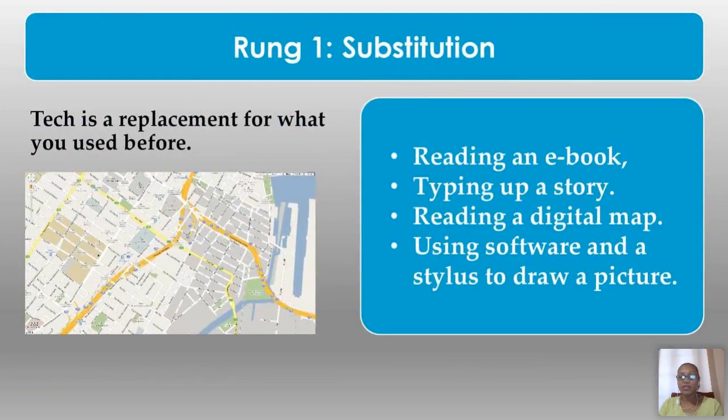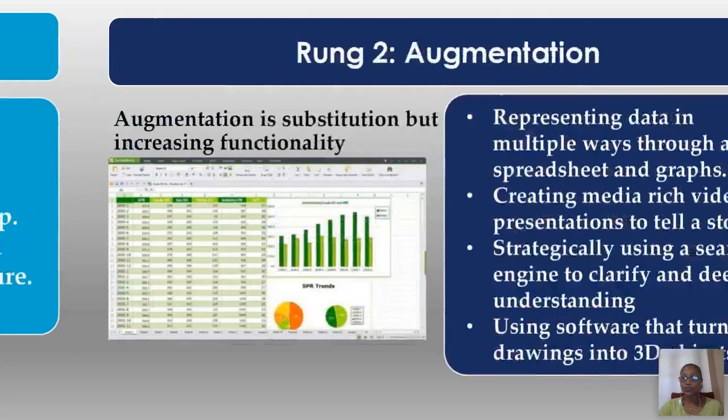So just to give you some examples, substitution, that is, tech is a replacement for what you used before. So like reading an ebook. There's no difference between reading a hard copy book, a book in print, versus an ebook. Or if you told a student write a story versus typing up the story, or looking at a paper-based map versus a digital map, or drawing with a pen and pencil, but now you're using software and stylus to draw a picture. So remember, substitution is where the tech is a replacement for what you used before and there is no functional change.